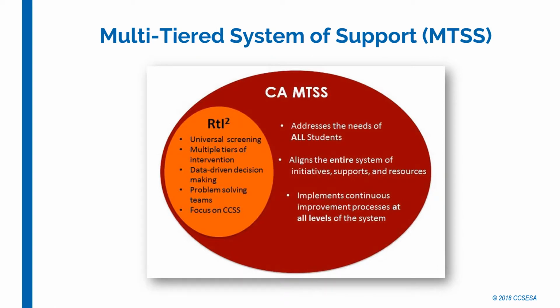The California Department of Education's definition of a multi-tiered system of supports, or MTSS, provides a basis for understanding how California educators can work together to ensure equitable access and opportunity for all students to achieve the Common Core state standards. This extends to how educators support students with disabilities. MTSS includes response to instruction and intervention, RTI squared, as well as additional distinct philosophies and concepts.